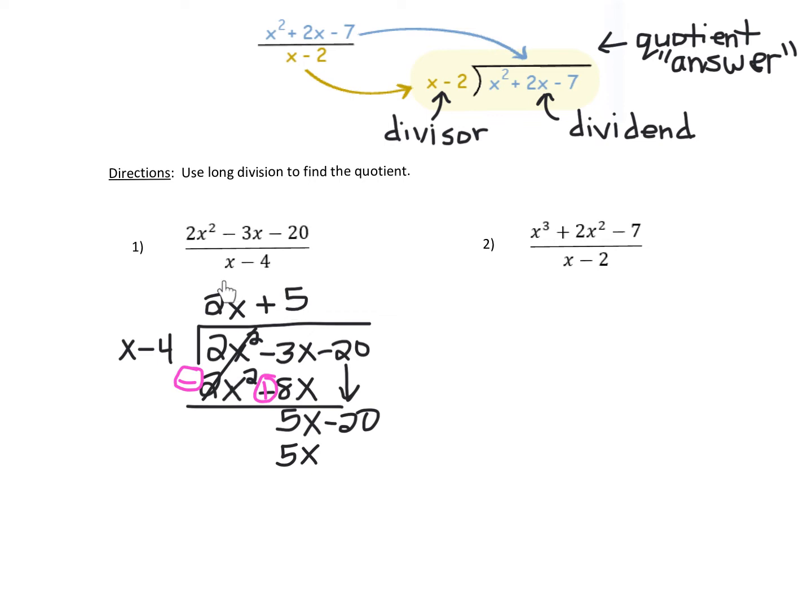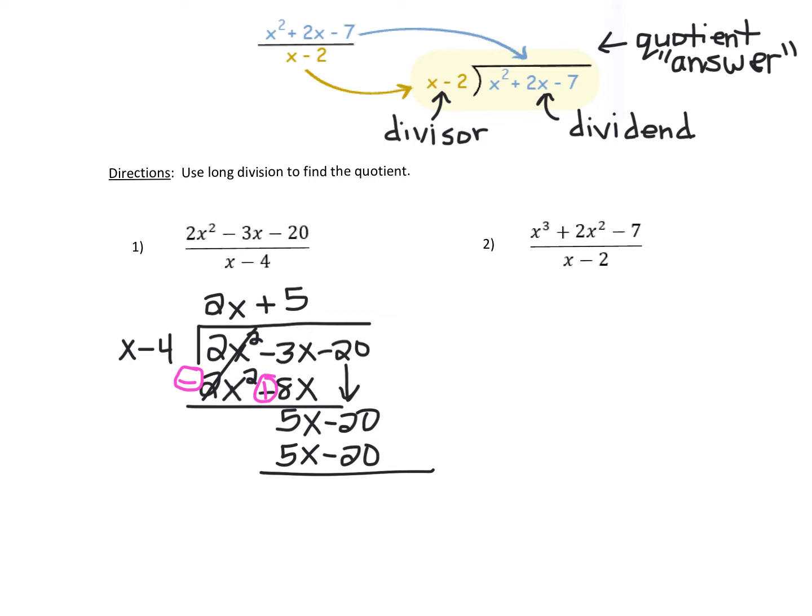And then 5 times negative 4 is negative 20. So let's put a negative 20 here. Okay, and then in order to show that we're subtracting this expression from the expression above it, remember when you subtract, you just change the signs.